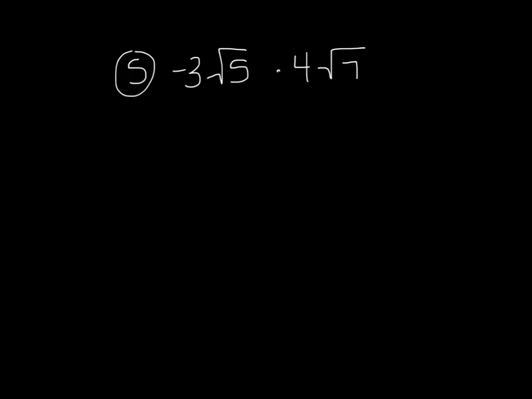When you're multiplying radicals together, you can only multiply the parts that are on the outside and the parts that are on the inside. So we're going to start by multiplying -3 times 4. And it's going to stay on the outside of the square root. And then we're going to multiply the square root of 5 times the square root of 7.